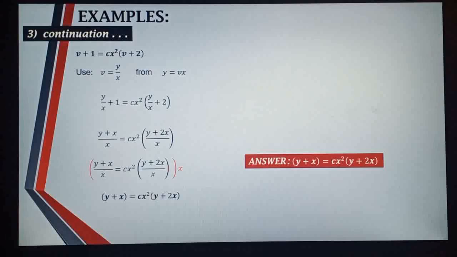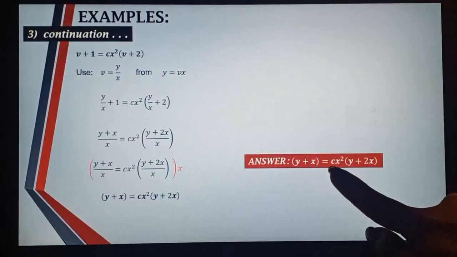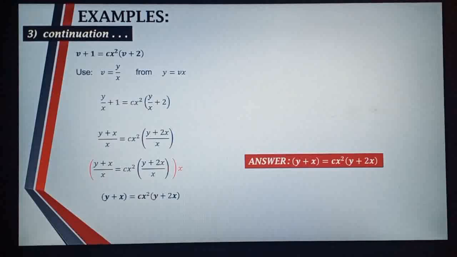So the final answer for this problem is the quantity of y plus x equals cx squared multiplied to the quantity of y plus 2x. So your answer is in terms of x and y. Since this is a general solution, there is still the presence of your arbitrary constant c.